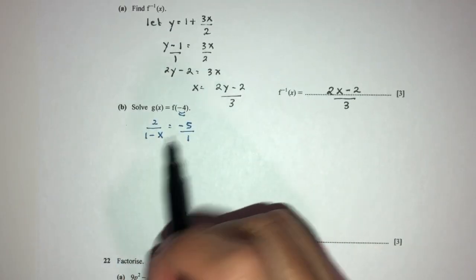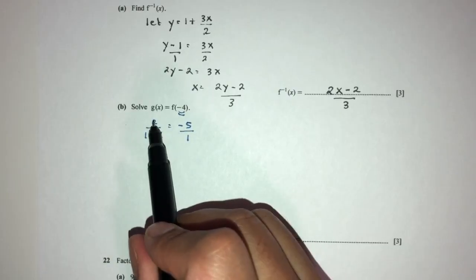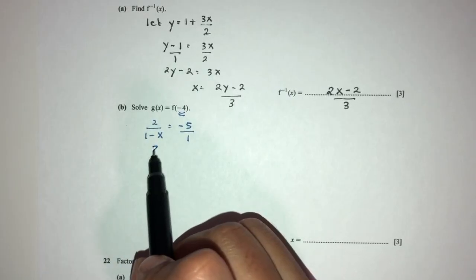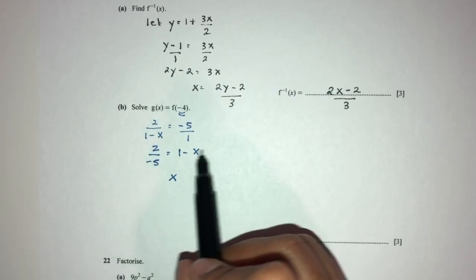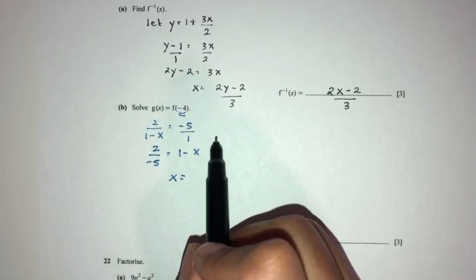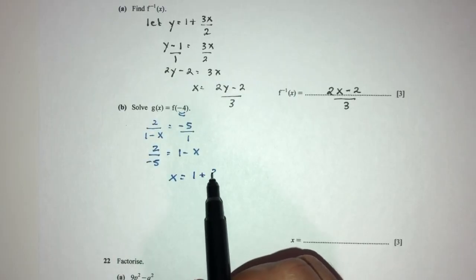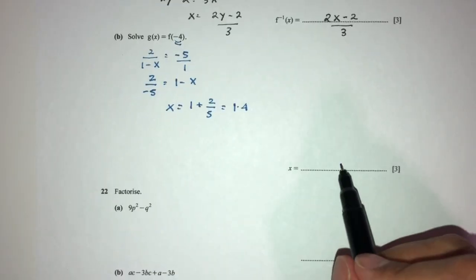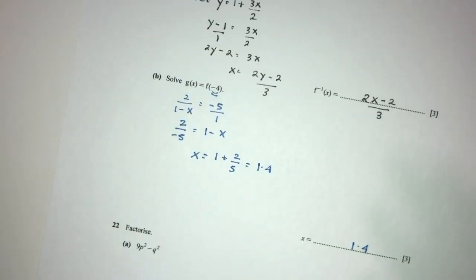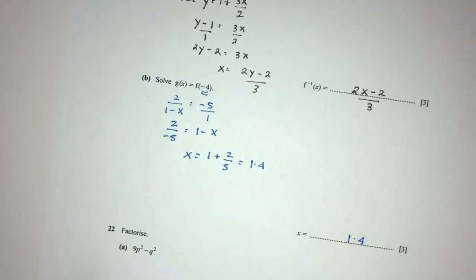Send this over here, and this over here. You have 2 over minus 5 is equal to 1 minus x. Then x is equal to 1 plus this, and that should be 1.4 as the value for x. Again, this is just trying to make x the subject to find the value of x. Nothing special here. You can take your time and solve this, but the idea is just to find x as the subject.